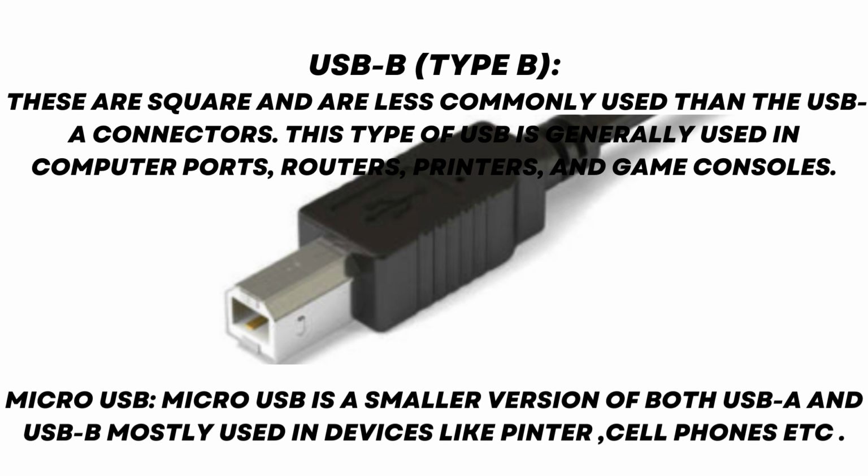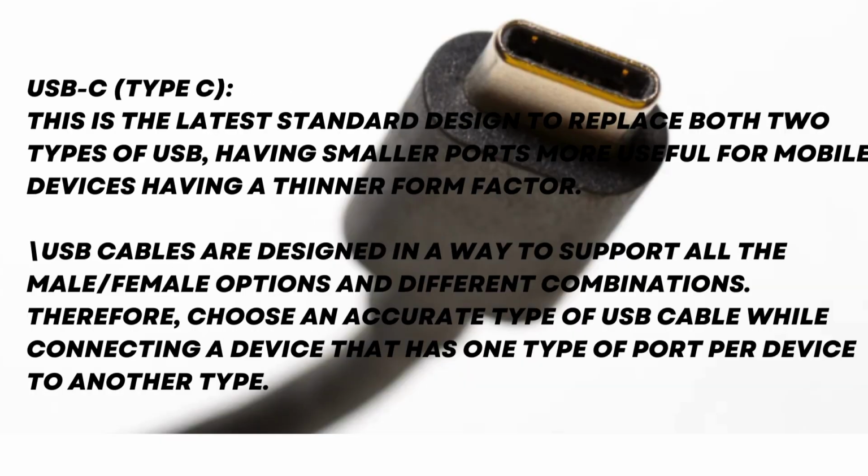Micro USB. Micro USB is a smaller version of both USB-A and USB-B, mostly used in devices like printers, cell phones, etc. USB-C, Type C. This is the latest standard design to replace both two types of USB, having smaller ports more useful for mobile devices, having a thinner form factor.